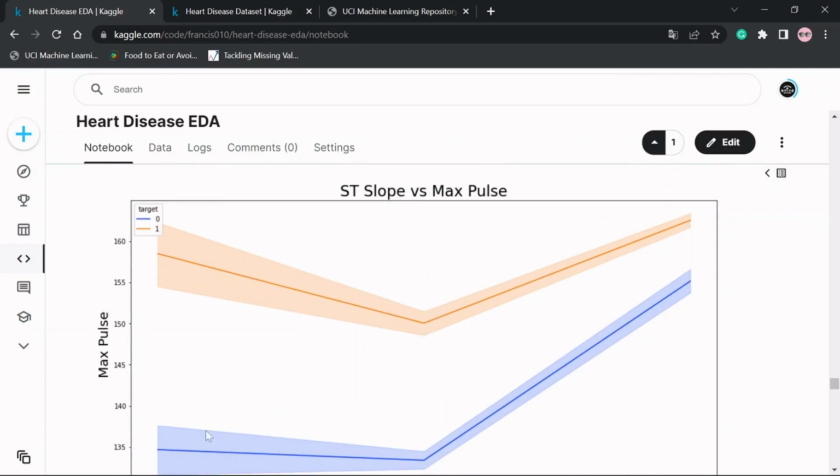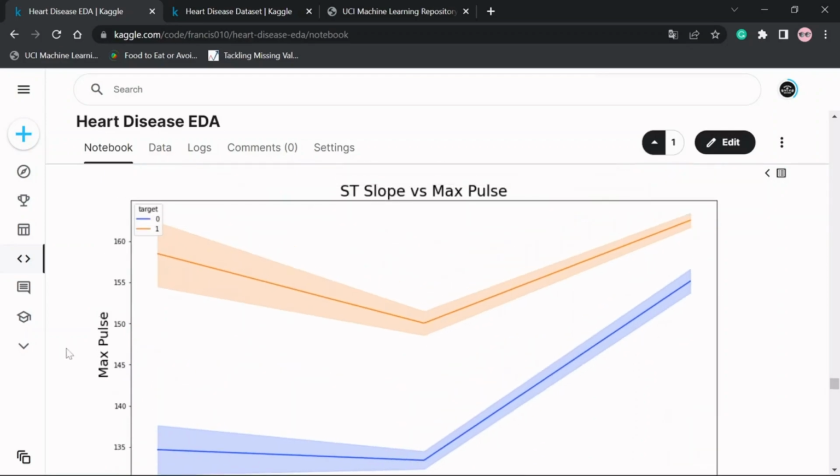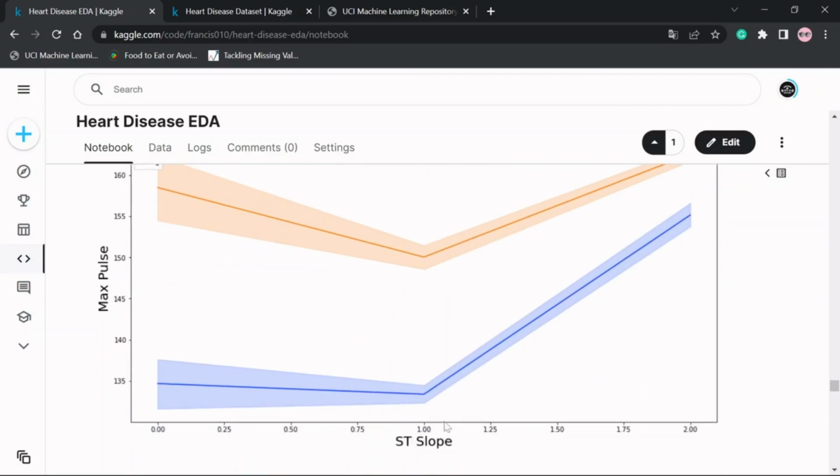Here we can see the same trend for both the people with heart disease and the people who are not having heart disease. But the maximum pulse for people having heart disease is more than the people that are not having heart disease.